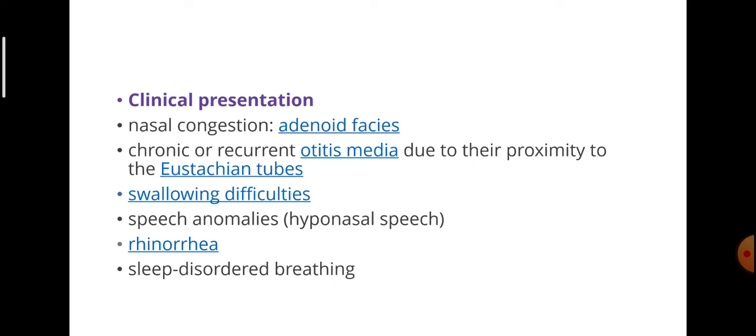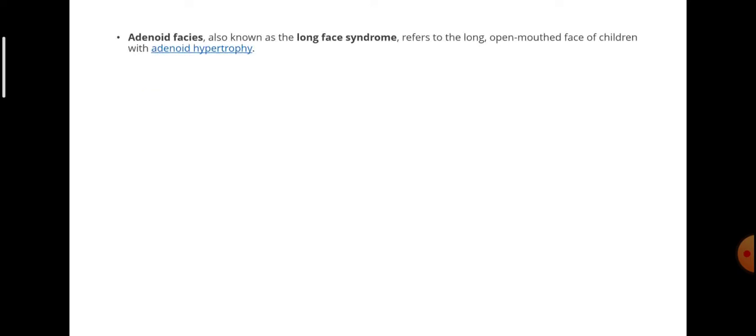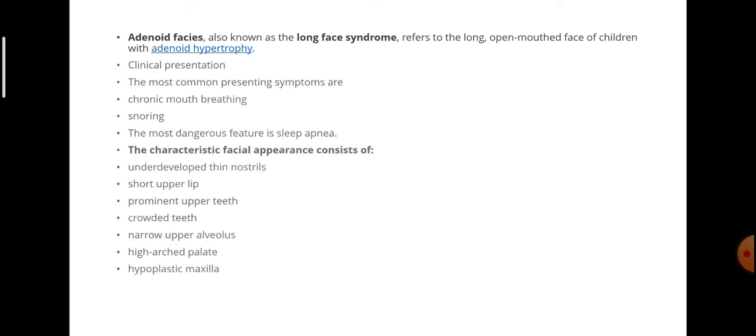The otitis media also could be due to the enlargement of adenoid tissue in the mouth of the eustachian tube called Gerlach's tonsil. Adenoid facies, also known as the long face syndrome, refers to the long, open-mouthed face of children with adenoid hypertrophy.